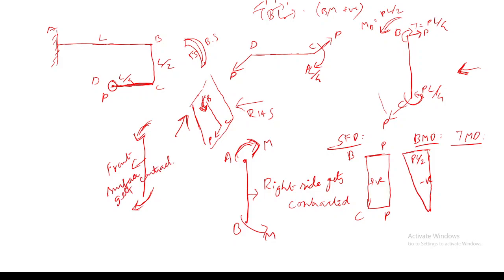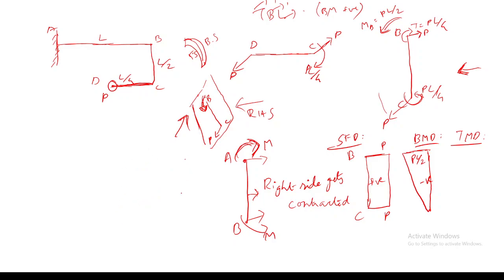Is it clear or are you still having doubts? Maybe I can explain it again. Since this is an online class, I can't show you physically. So you can imagine, for example, here I'm applying loads like this, and you will get to know which surface gets contracted. Here I'm applying loads like this, so the front surface gets contracted. Is this clear? Yes, sir.